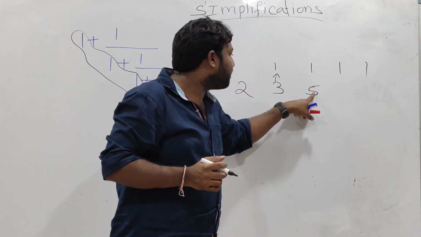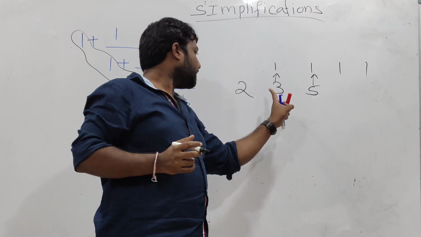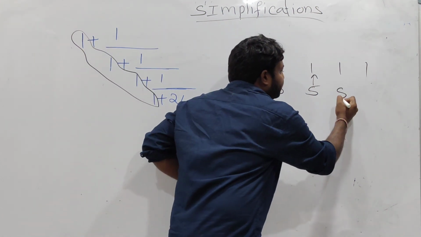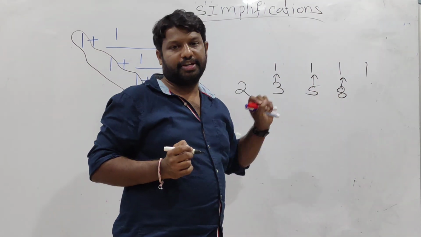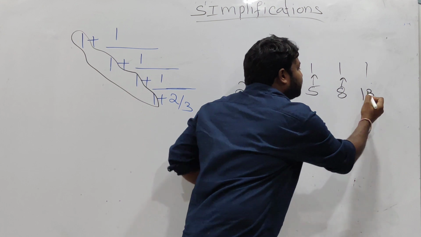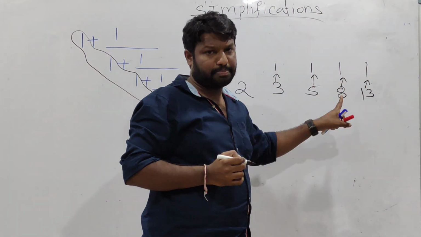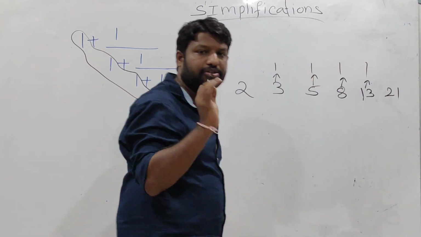Okay. Next. 5 ones are 5. So you multiply these two. 5 ones are 5 plus previous value, plus 3. So write 8. Next. Multiply these two. 8 ones are 8 plus 5, 13. Next. 13 ones are 13 plus 8. 13 plus 8 is nothing but 21. So the last value is 21.